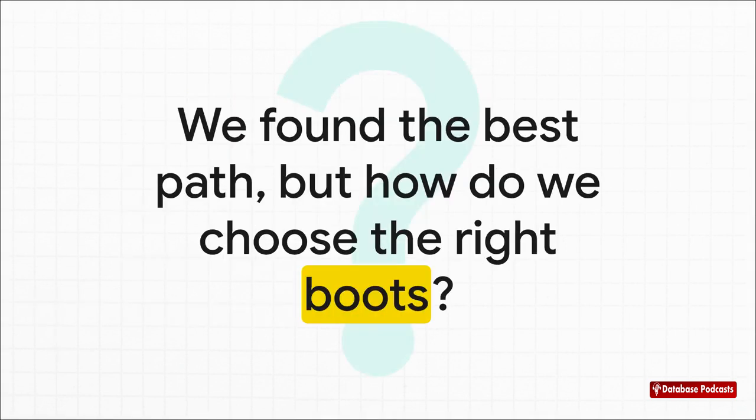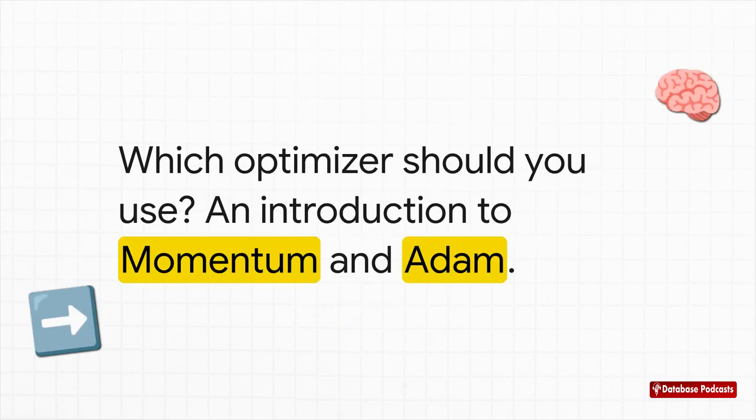But here's the thought. Finding the best path, choosing between batch, SGD, or mini-batch, is really only half the battle. This just tells us how much data to look at for each step. It doesn't tell us how to actually take the step itself. And that brings up a whole new question. That next question, which is all about optimizers like Adam and momentum, well, that's a topic for another time.